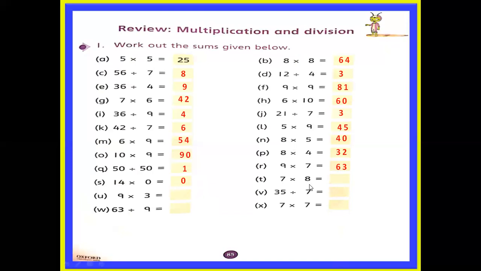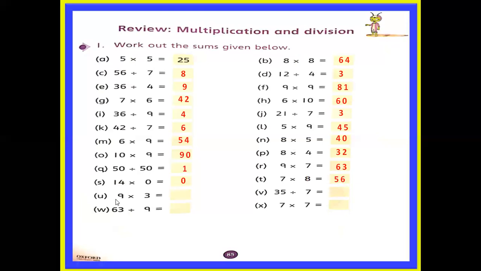7 multiply 8. Read the table of 7 again. 7 ones are 7, 7 twos are 14, 7 threes are 21, 7 fours are 28, 7 fives are 35, 7 sixes are 42, 7 sevens are 49, 7 eights are 56.